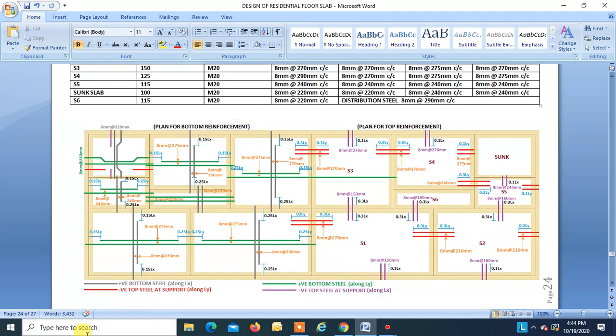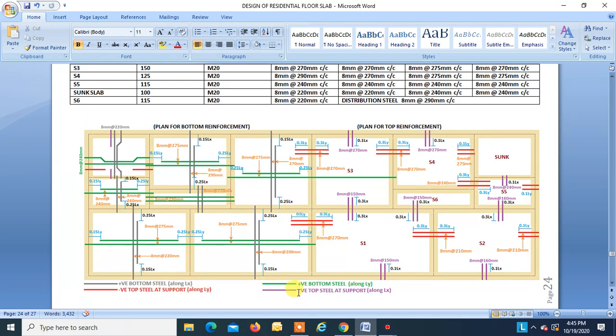Let's see over here. Okay, the gray color line shows the positive bottom steel along Lx. This is positive steel. This plan shows the bottom reinforcement. This plan shows the top reinforcement. Okay, so this gray line shows the positive bottom steel, and this green line shows the positive bottom steel along Ly. This is along Lx. This is along Ly. Okay, this red line shows the negative top steel at support along Ly.